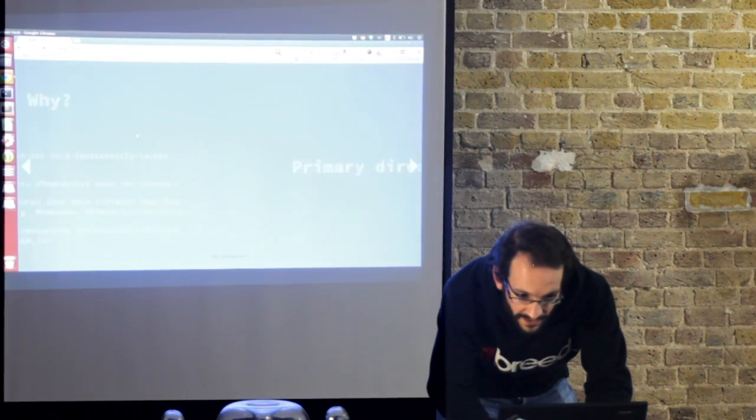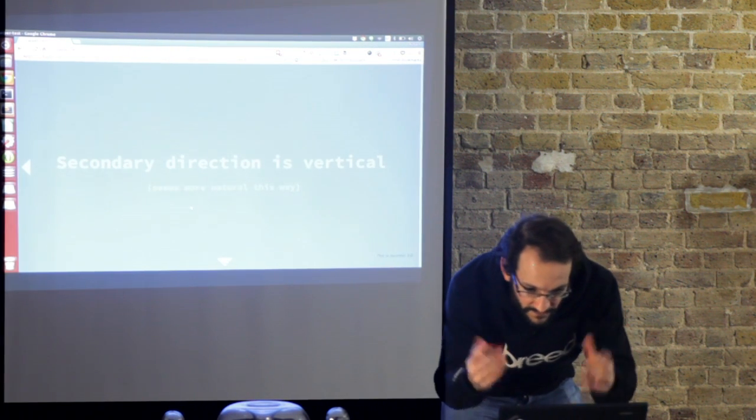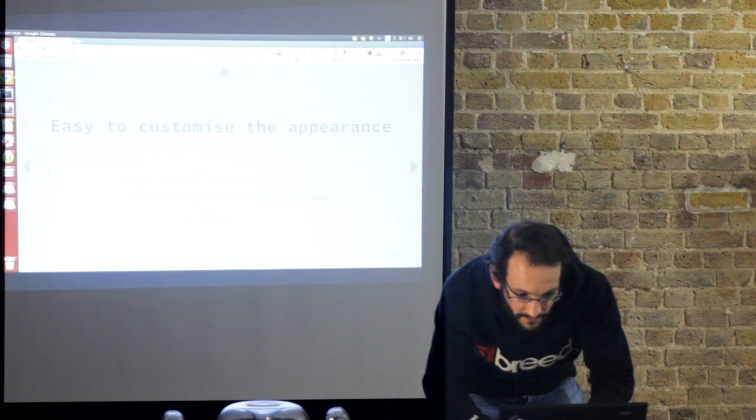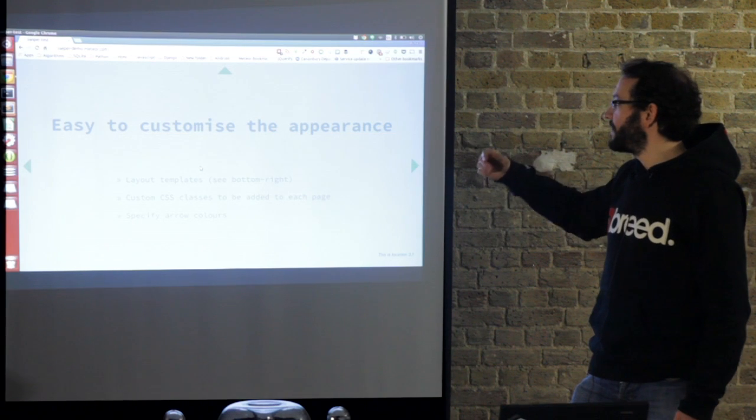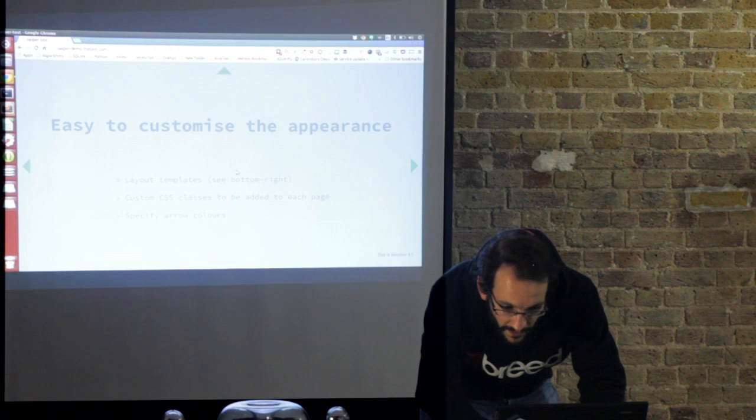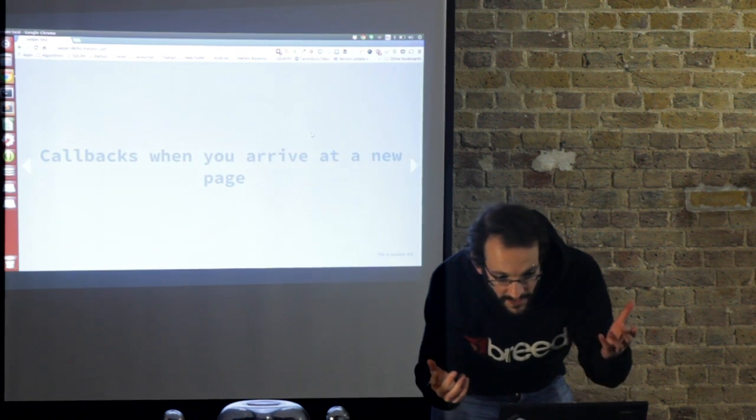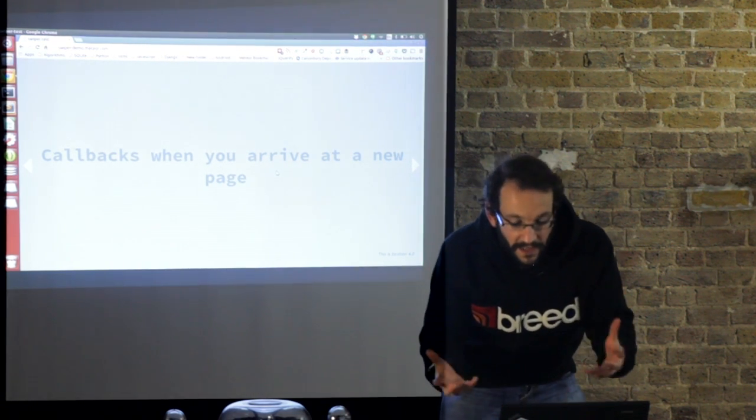So it does that, hopefully effectively, primarily horizontally, then vertically if you want. That seemed the right way to do things. It's fairly easy to customize. There's a layout template that this is running on. You probably can't read it because it's too small, but it's telling you the location and the grid in the bottom corner. You can customize it with CSS classes, so that's why the color looks different, and you can change the arrow colors to something that's actually, I'll be honest, quite gaudy, but there we are. Callbacks when you arrive at new pages, so it's saying welcome to the page. That's all fairly straightforward.